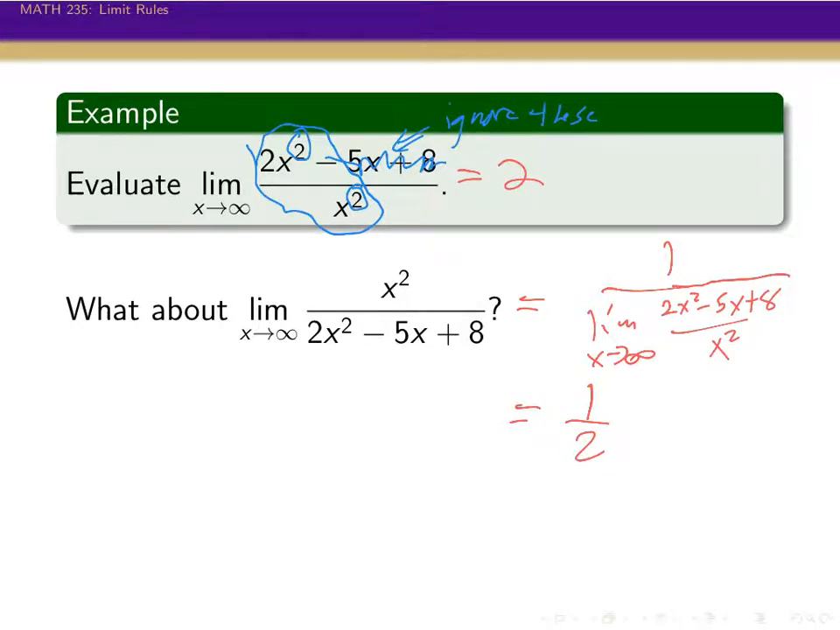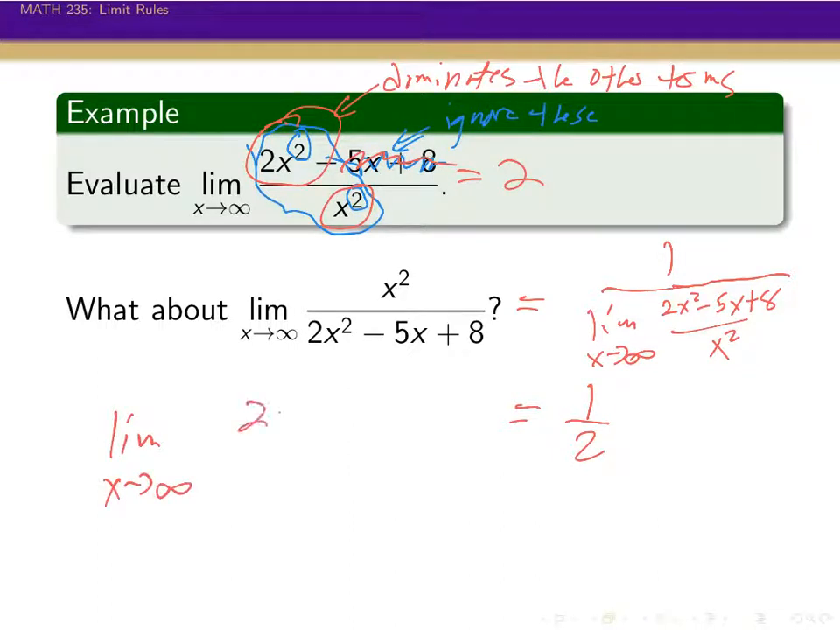So this 2x squared dominates the other terms. And so we can just focus on it. The bottom only has the term x squared. And so then we can think about this as ignoring these out, and it becomes a limit as x goes to infinity of 2x squared over x squared. And now we can cancel these x's off and get back just with 2.